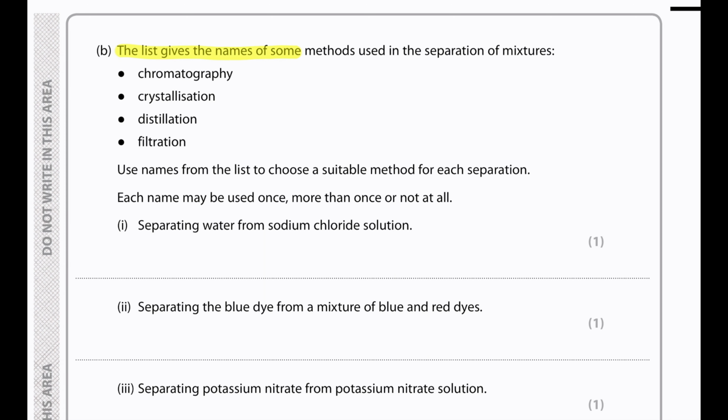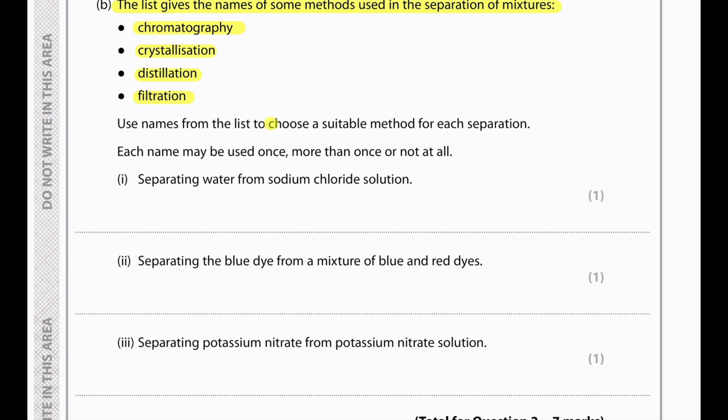The list gives the names of some methods used in the separation of mixtures: chromatography, crystallization, distillation, and filtration. Choose a suitable method for each separation. Separating water from sodium chloride solution. So when we want to separate the water from a solution of sodium chloride, or imagine seawater, we can do distillation.